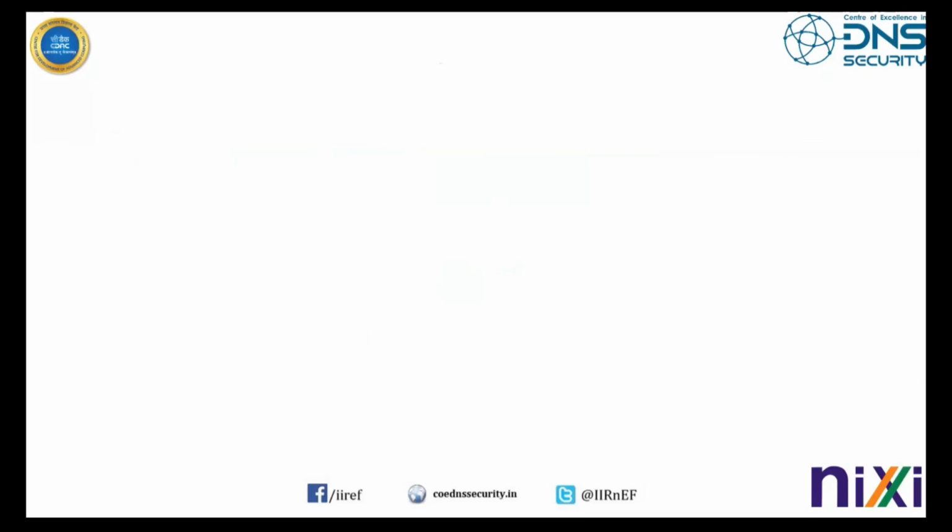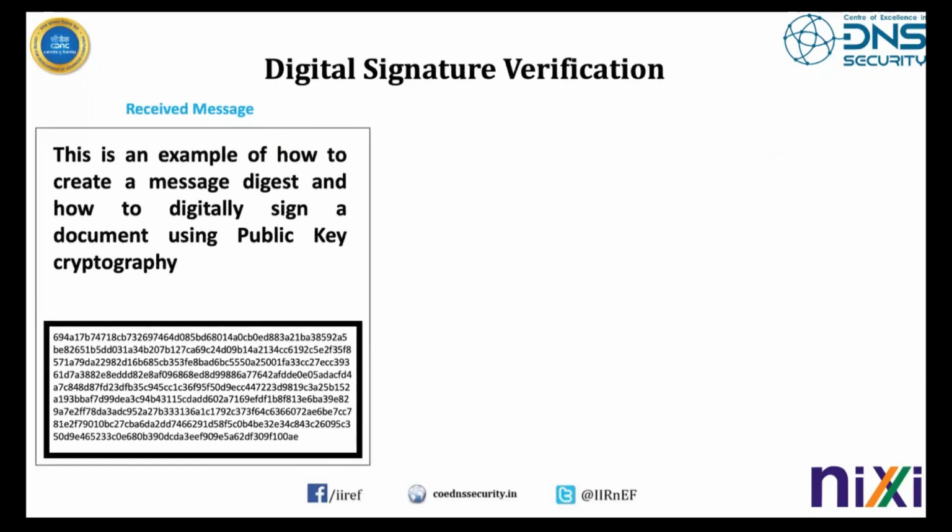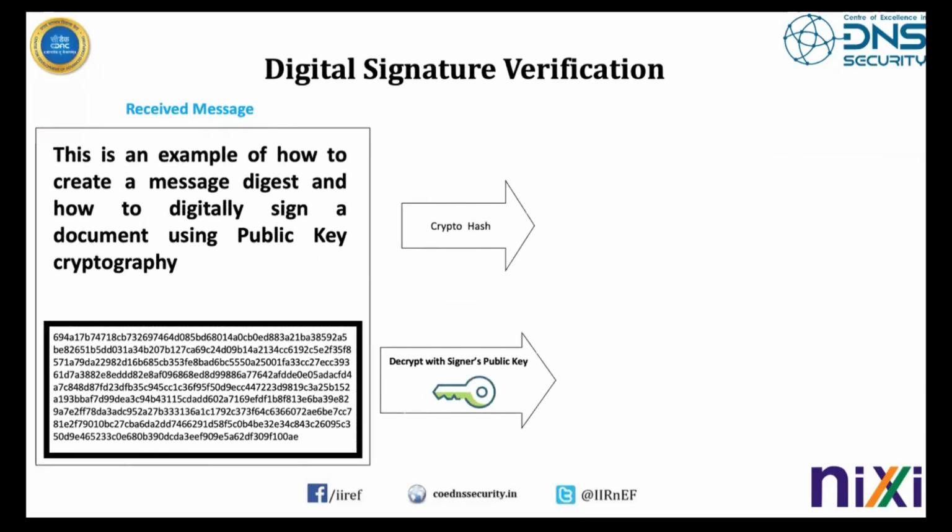Now in the verification part, it's just the reverse. I already have a message and I have a digital signature. On the message, I will apply the crypto hash and I will get one message digest. And the digital signature I will decrypt with the public key and I will get another message digest.